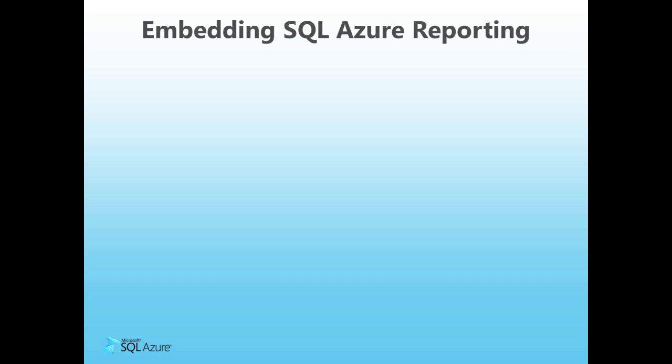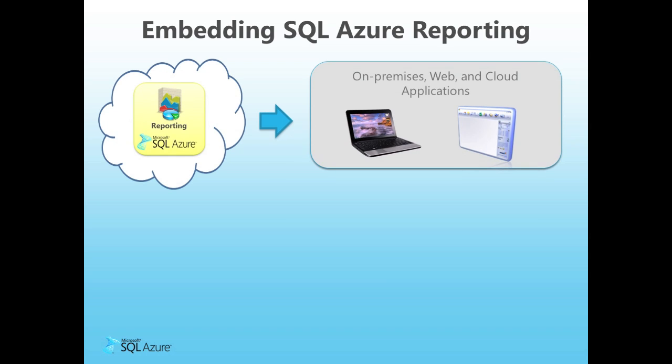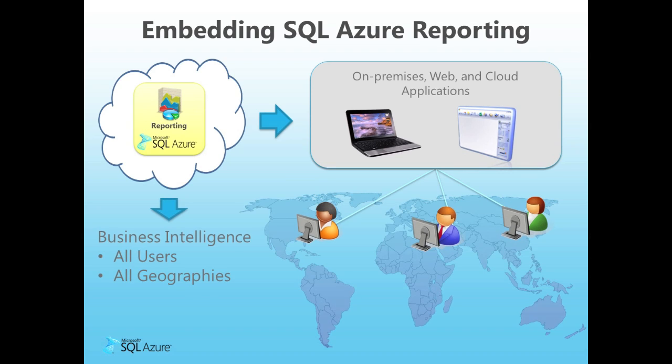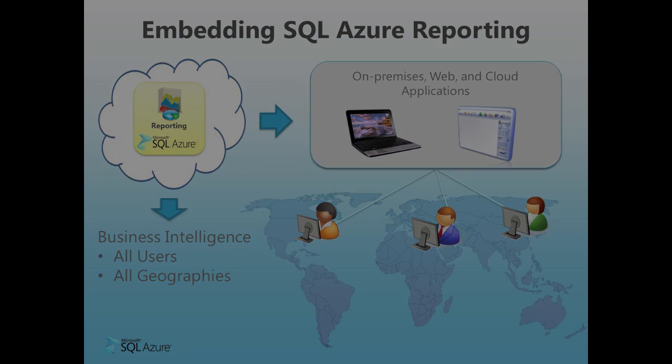To gain even greater value from your business reporting, you can embed reports into on-premises applications, any web application, and with Windows Azure cloud applications, all using the same patterns and tools that you use today. By extending certain segments of data to specific applications, you can make sure that your business intelligence is available to all your users in all geographies.